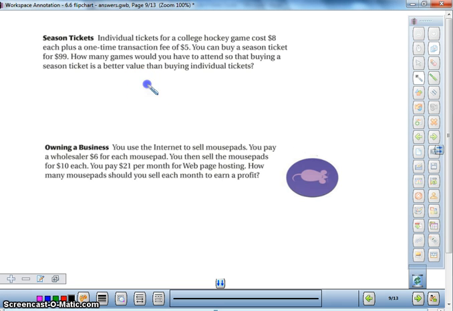So what we want to be thinking of is that we are looking at 8x plus 5. Why 8x? Because it's $8 per ticket and a one-time fee of 5. And we also know that this cost over here is $99. Now what we have to decide is what inequality. I want you to think about that, and we will look at this in just a minute.